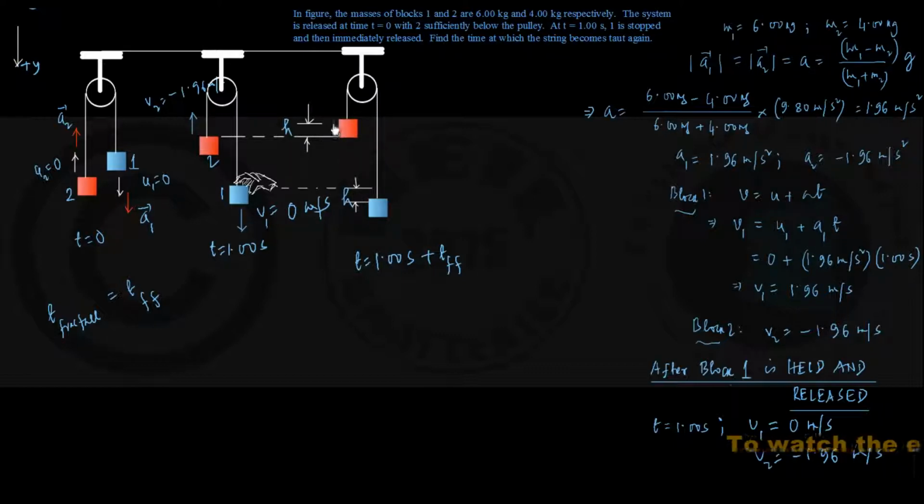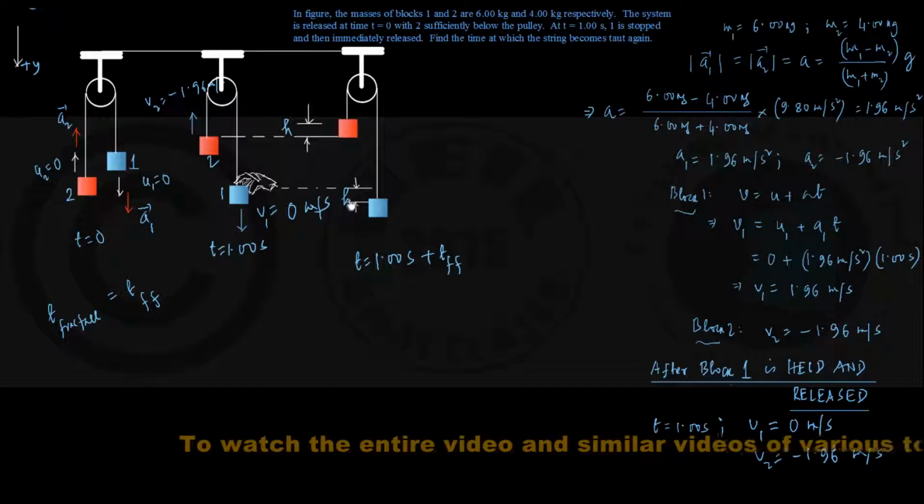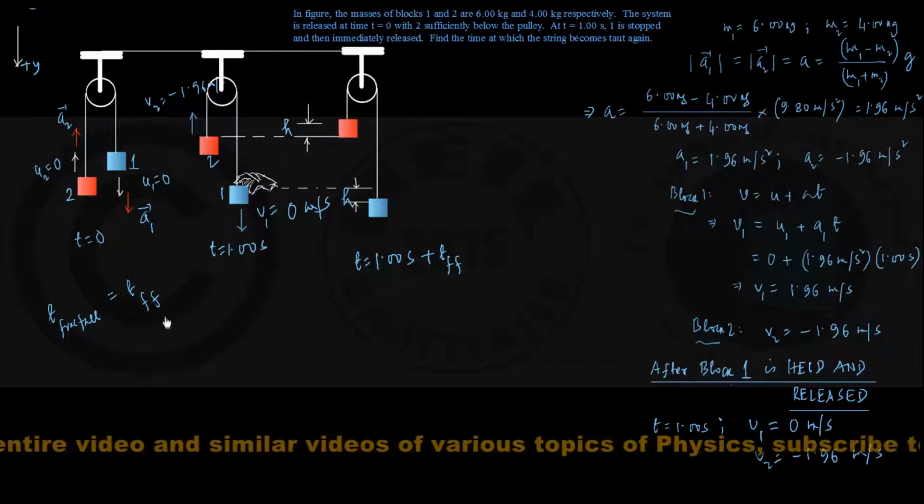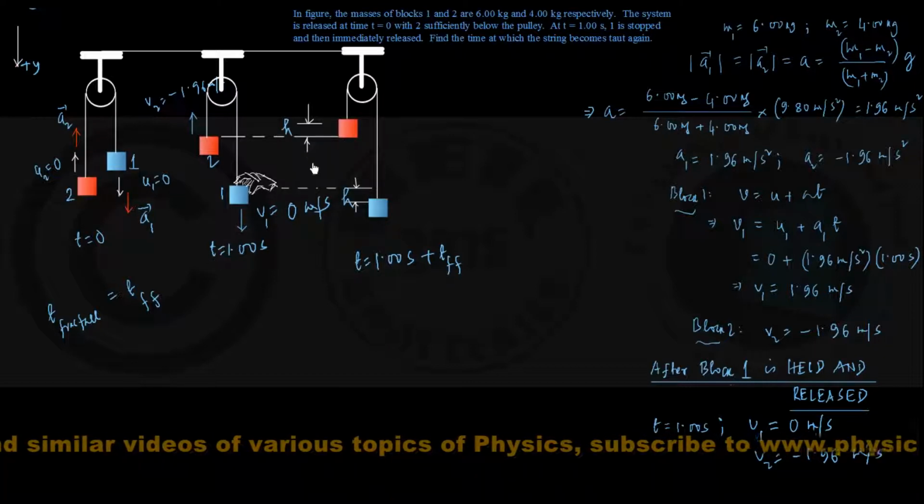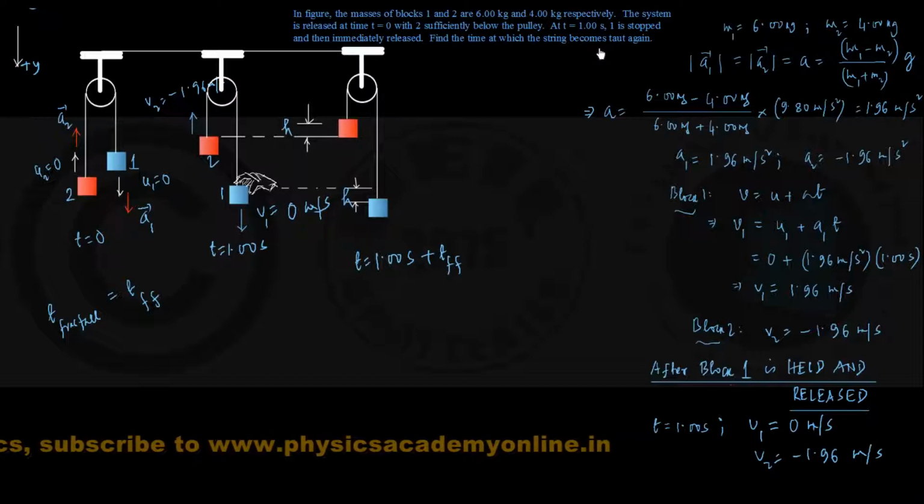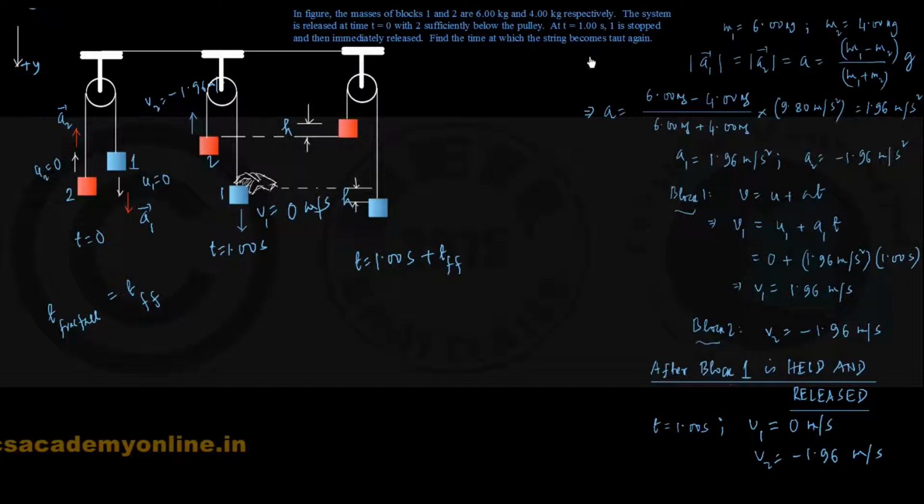So keeping in mind that the distances traveled by the blocks 1 and 2 must be the same h, one in the downward direction, one in the upward direction, during this free fall motion, we'll find out the value of TFF and hence the time at which the string becomes taut again. That is the way of approaching the problem. Give me a moment to rearrange my writing, because I want to complete my calculation on this page only.